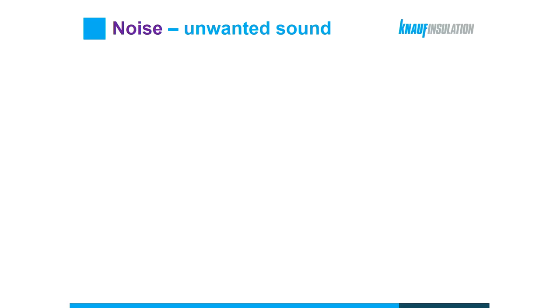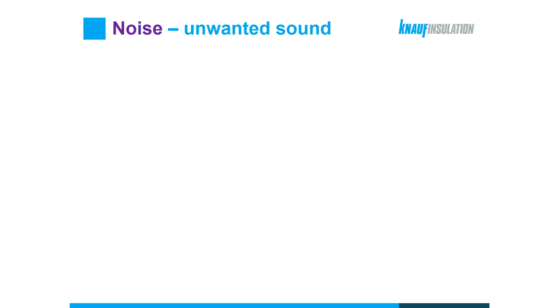We have mentioned the word noise quite a few times so far. So what is actually noise? The usual definition of noise is that the noise is an unwanted sound. And we can agree that that is quite a subjective definition. So how do we actually define what is unwanted?